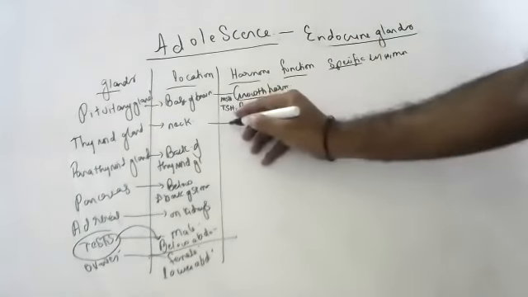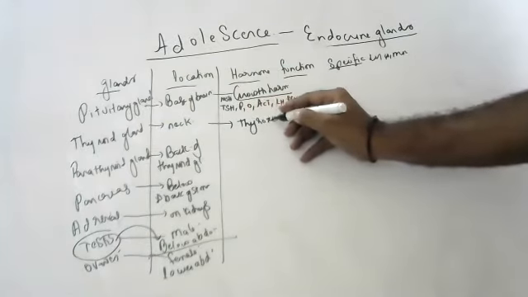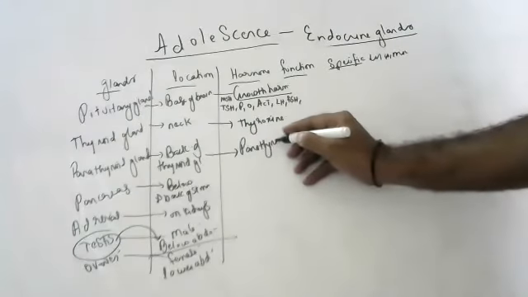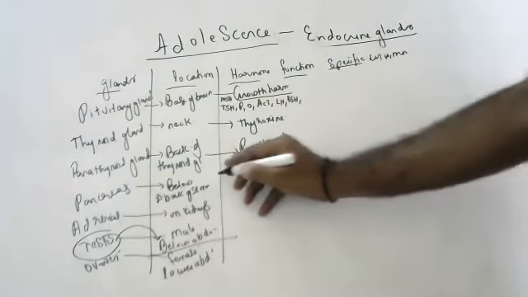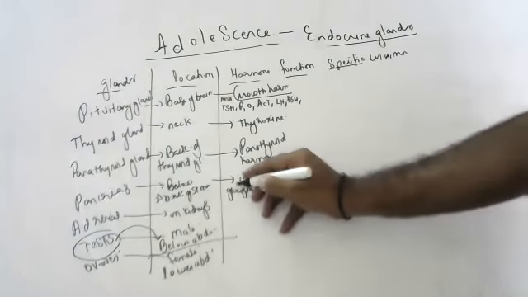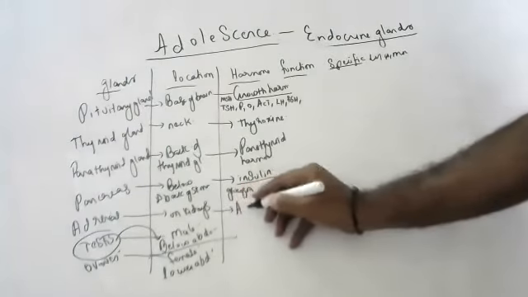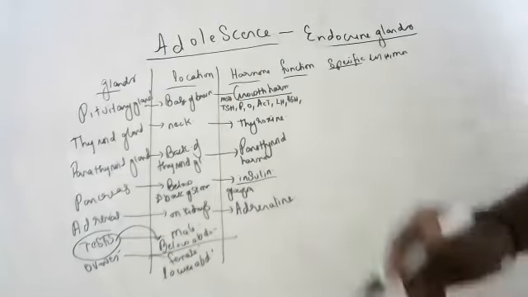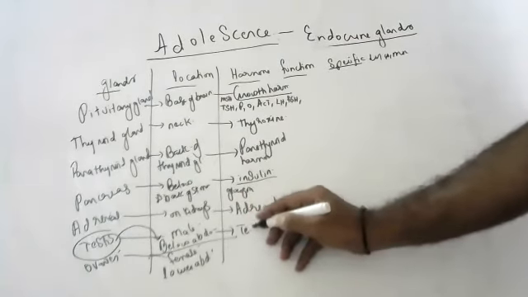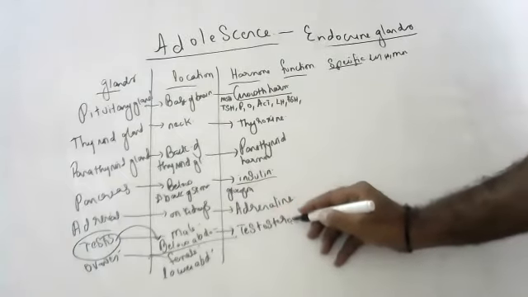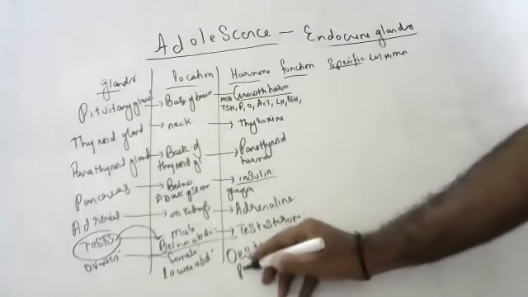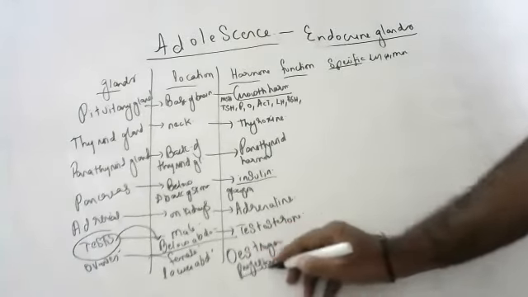The thyroid gland secretes what hormone? Thyroxine. Very good. The parathyroid gland secretes parathyroid hormone. The pancreas will secrete insulin and glucagon, but they did not give glucagon. Remember insulin. The adrenal gland will secrete adrenaline. Actually cortisol, corticosterone, so many are there, but in your book they give glucocorticoids. Testis will secrete testosterone. Ovaries will secrete estrogen and progesterone.